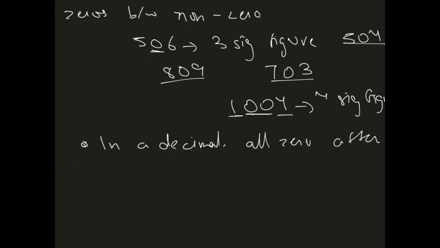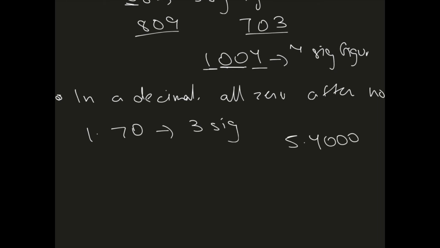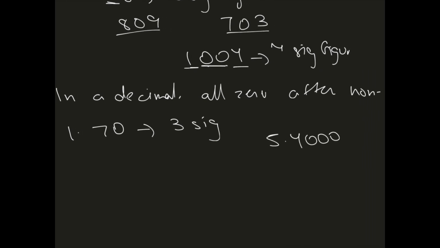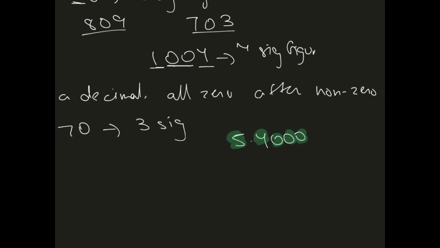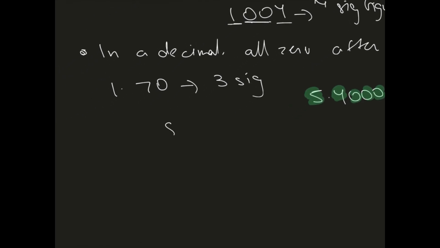So what I mean by that is, if you have 1.70, then this will not be a 2 significant figure but a 3 significant figure. If we have 5.400000, so this is 1, 2, 3, 4 and 5. So this will be a 5 significant figure, right?